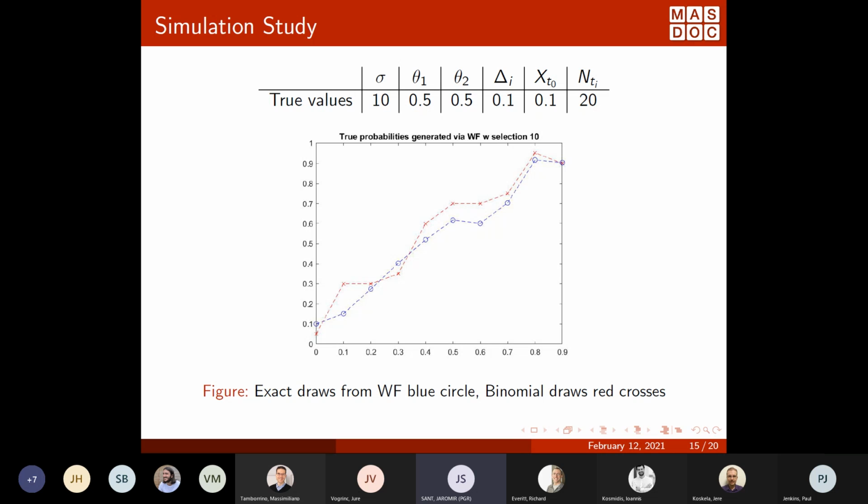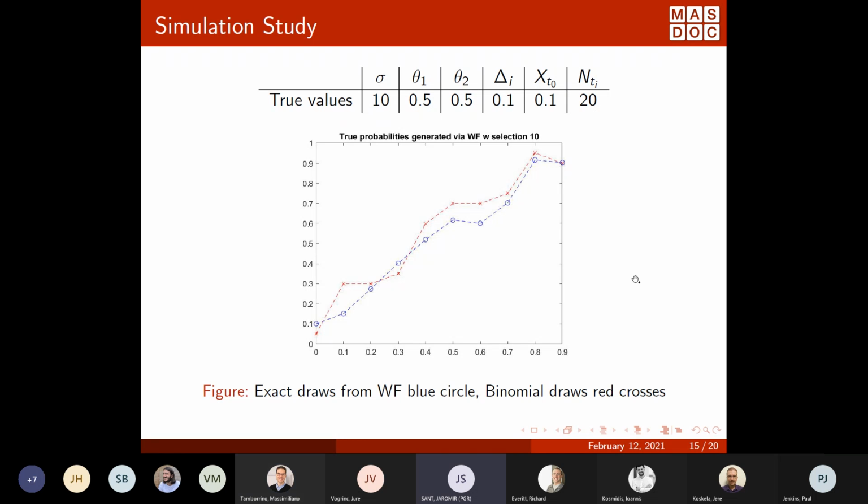In this particular case, I'm setting my selection parameter to be 10. I'm taking symmetric mutation rates of a half at each boundary. My time increment is going to be 0.1. I'm going to start from a value of 0.1 for my initial point. And at each sampling time ti, I'm going to assume that there are roughly 20 samples on which the binomial draws are drawn. The choice of 20 here reflects the fact that if you look at the data coming from archaeology and from these ADNA data sets, they usually have roughly 20 counts at each observation time.